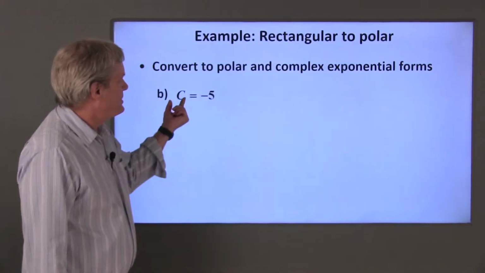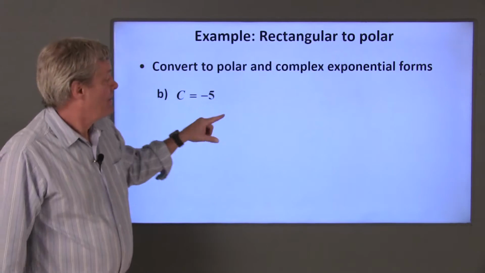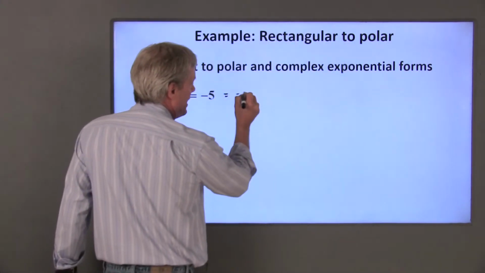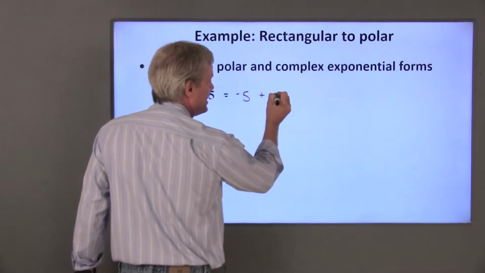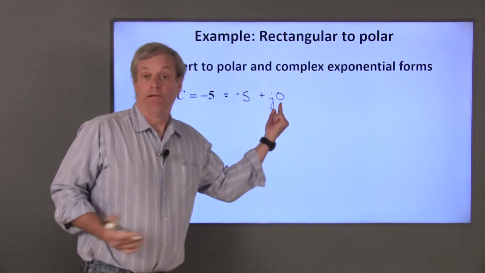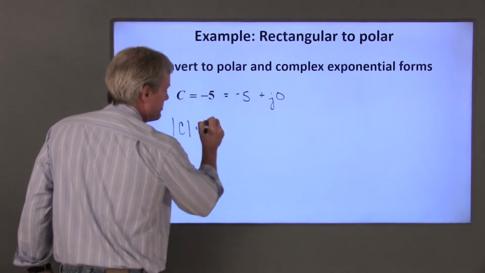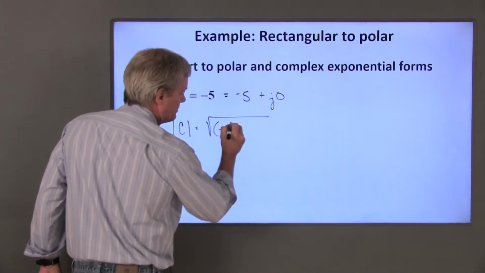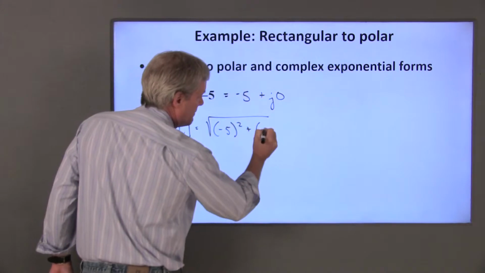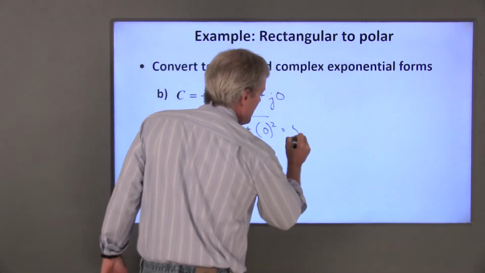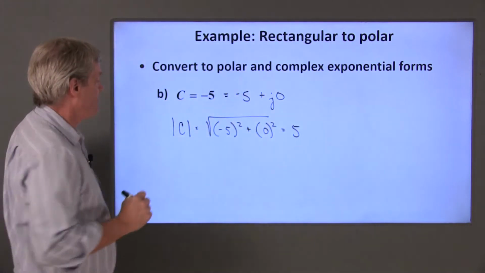Now let's do an example where c is equal to negative 5. This is a purely real number, so it can be expressed as negative 5 is the real part plus j times 0. The imaginary part is just 0. So the magnitude of c is the square root of the real part squared plus the imaginary part squared. The square root of 5 squared is just 5, so the magnitude of c is positive 5.